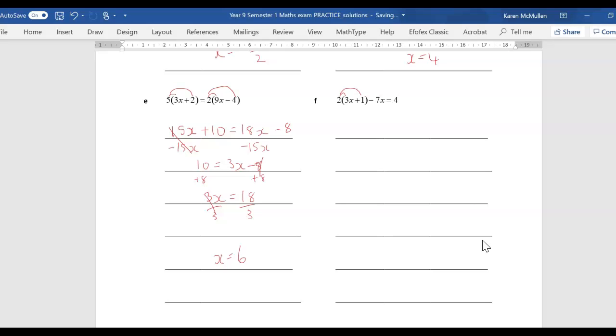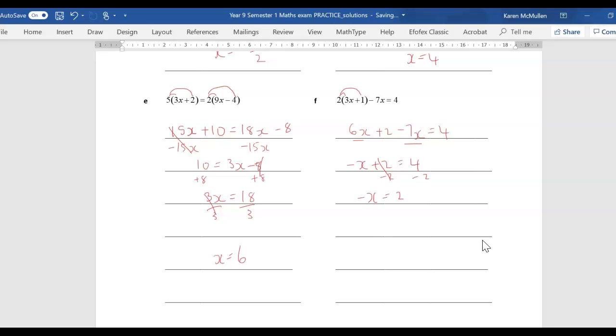All right, so question F, we're going to expand the bracket first. So 2 times 3x is 6x, 2 times 1 is 2, and then we've got the minus 7x equals 4. We do have like terms, so we've got the 6x and the minus 7x, which is going to give us negative x. Just be careful with your negatives. Let's get rid of that 2, so we're going to subtract 2 from both sides. 4 minus 2 is 2.